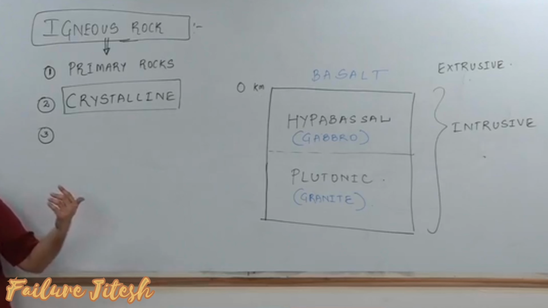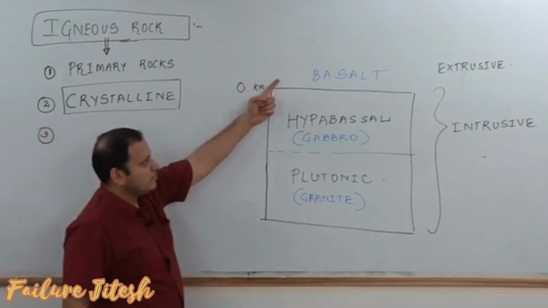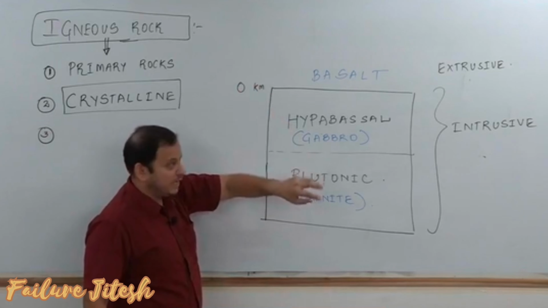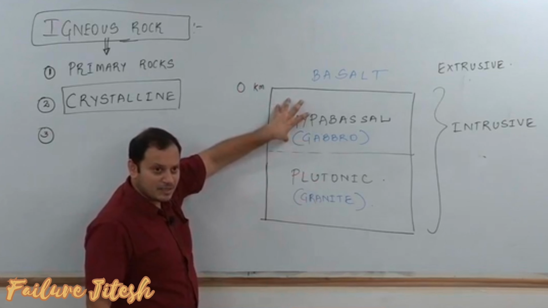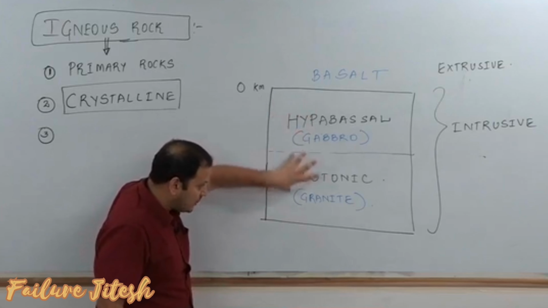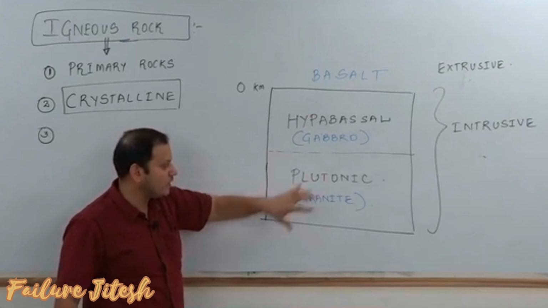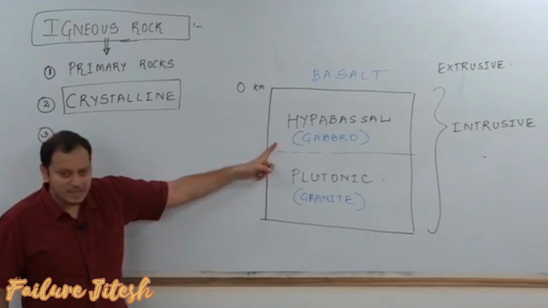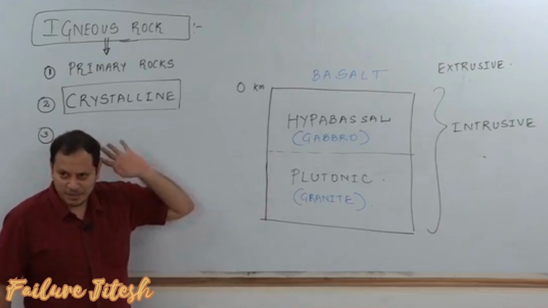So this is what I want to say. Extrusive basalt, intrusive is of two types. If it is near the surface then it is hypabasal. If it is very deep inside the earth, then it is known as plutonic. Example is gabbro, example is granite, example is basalt.